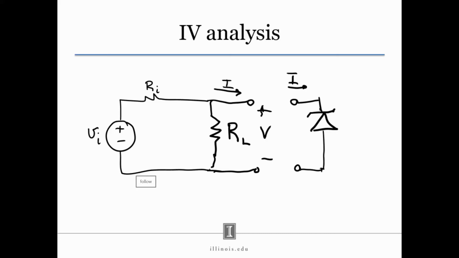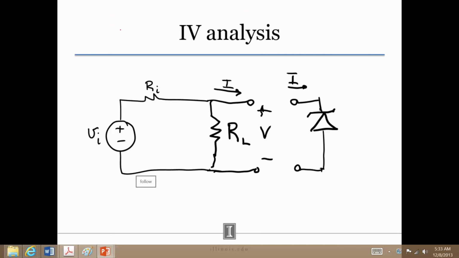Okay, so here finally we return to the IV analysis of the voltage regulator using the Zener diode, and this is the sort of analysis that we started doing in class. So notice we're connecting the two circuits, and we will be looking at the intersection on the IV graph.